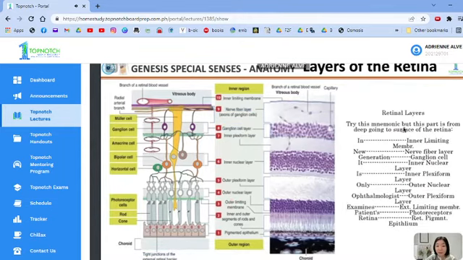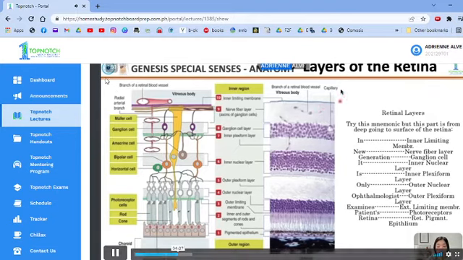So this is the mnemonic we have to try and memorize the layers of the eye, starting from the inner area of the eye to the outer.